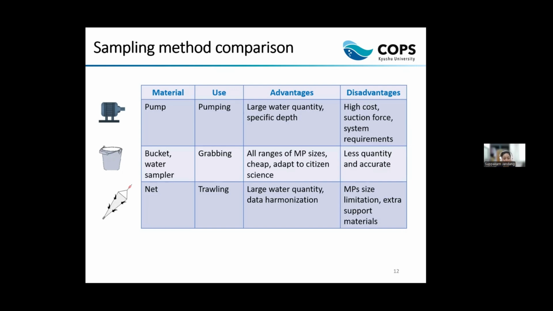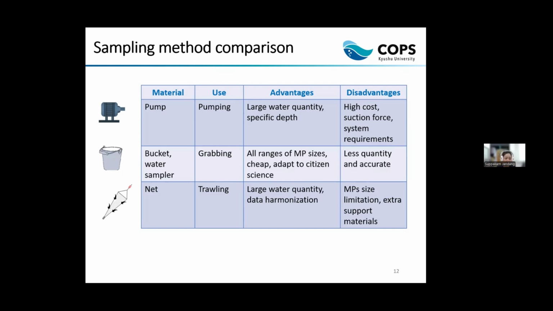And for the bucket, it's easy, it's cheap. You can conduct sampling even using a bucket, but you cannot take like 1,000 liters a day using a bucket, because it's time consuming and uses your manpower. But it depends on the situation. So I don't recommend any particular one. It depends on your situation in the lab.